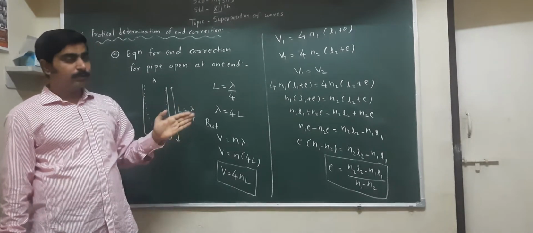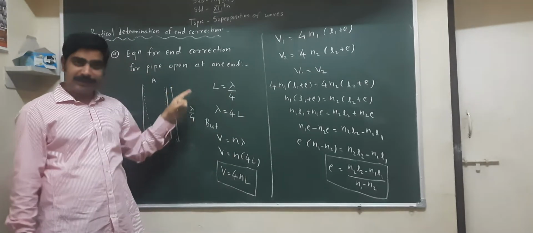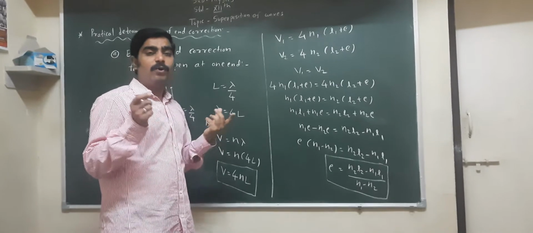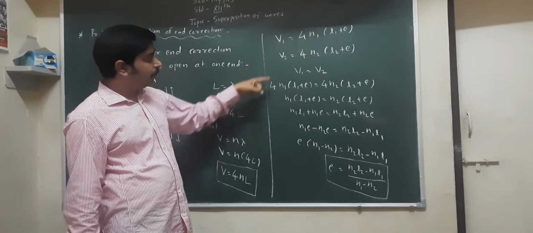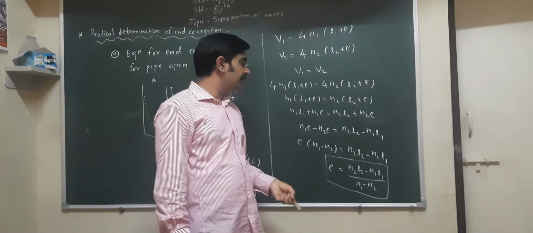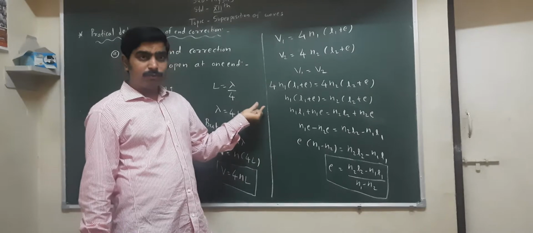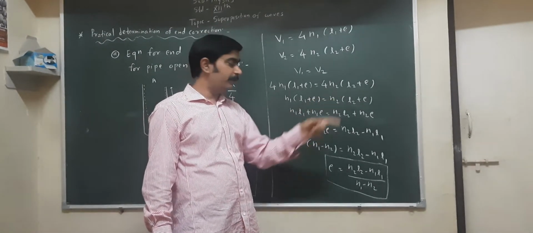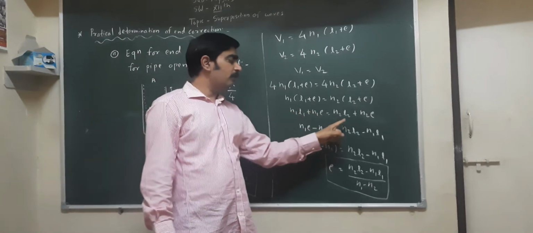In your textbook this equation starts directly from here. So how do this 4 and n come? I have explained here. Now for both the velocities, the velocity of air will always remain the same. So V1 is equal to V2. Then rearrange the terms. So 4 n1 into bracket l1 plus e is equal to 4 n2 into bracket l2 plus e. Now if we observe, from both sides 4 will be cancelled. So n1 into bracket l1 plus e is equal to n2 into bracket l2 plus e. Now n1 l1 plus n1 e is equal to n2 l2 plus n2 e.